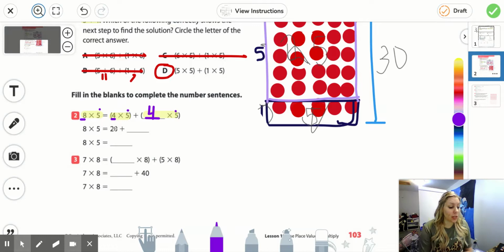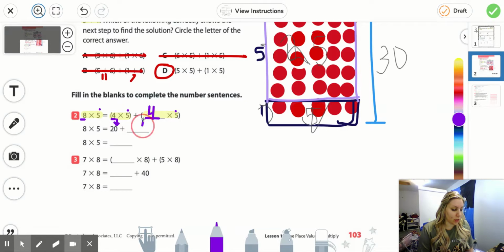Well, it shows me here 20. It says 8 times 5 equals 20 plus a number. Where did they get 20 from? Where is this 20 coming from? It just said 8 times 5 equals 4 times 5 and 4 times 5. What was it, David? 4 times 5. Yes, 4 times 5 is 20, isn't it? So they just put that answer here.